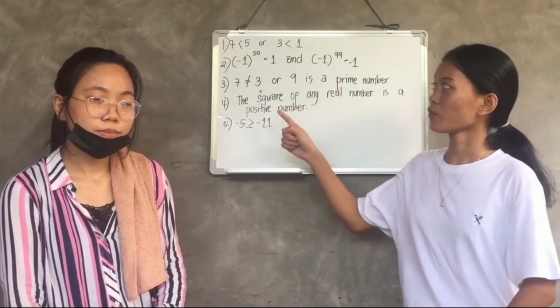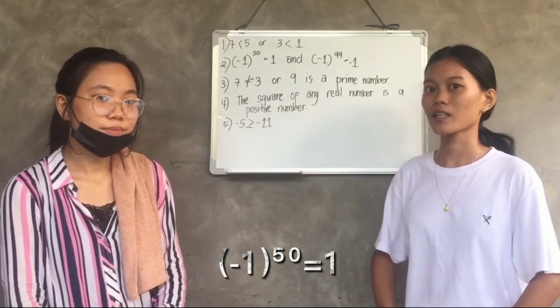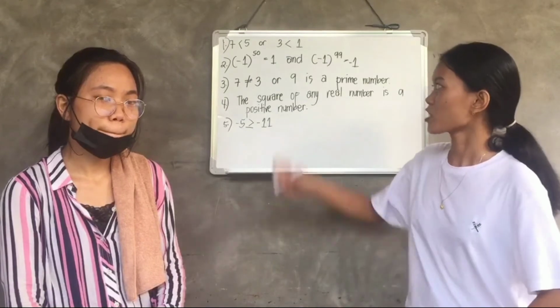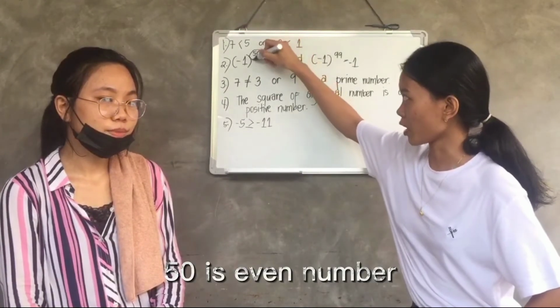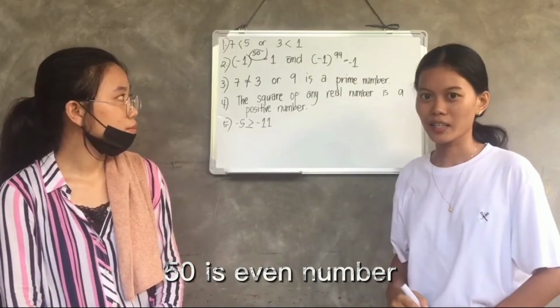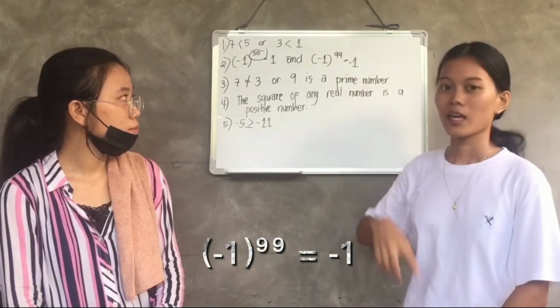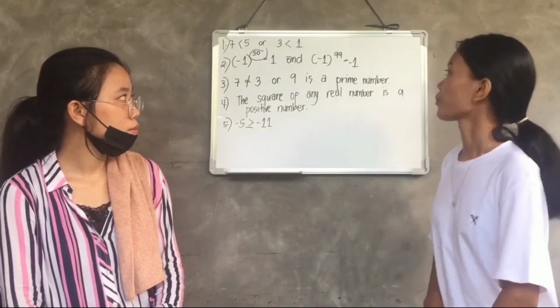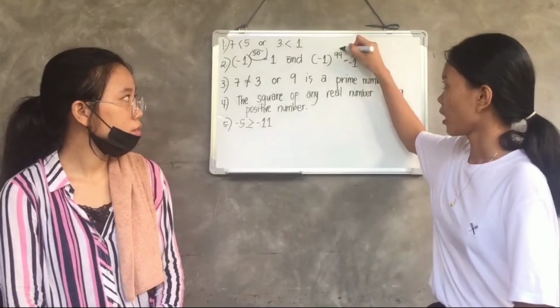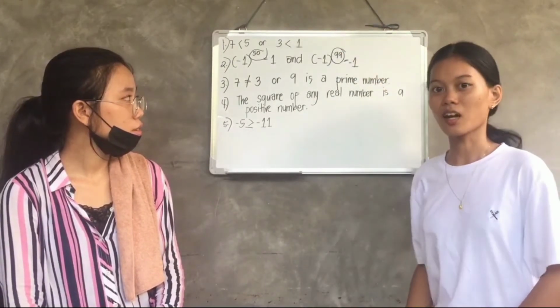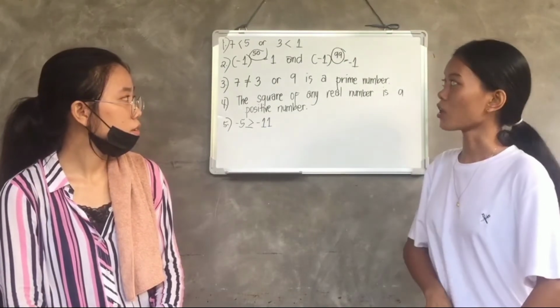Because negative 1 raised to 50 is positive 1. It is positive 1 because 50 is an even number. And negative 1 raised to 99 is equal to negative 1 because 99 is an odd number. So, it is all true.